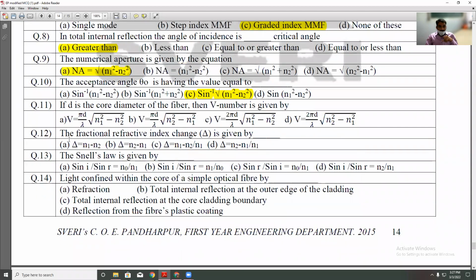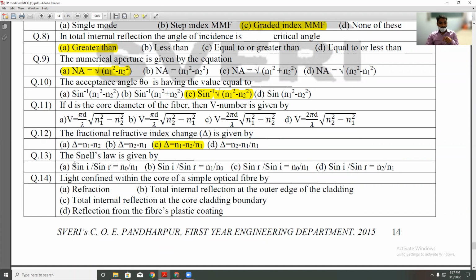Okay, the fractional refractive index change delta is given by. Sir, question 11 was left. No, that is as per the old syllabus. Which equation gives the fractional refractive index change? Option C. N1 minus N2 upon N1. N1 minus N2 divided by N1. Good.